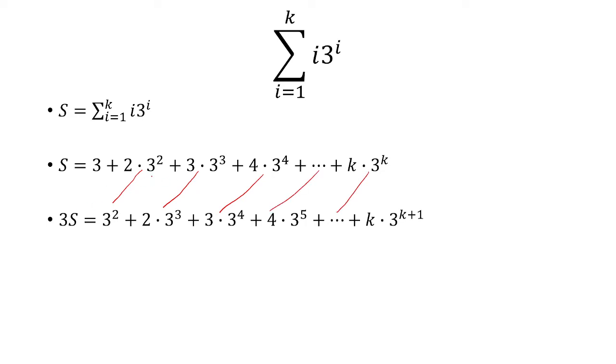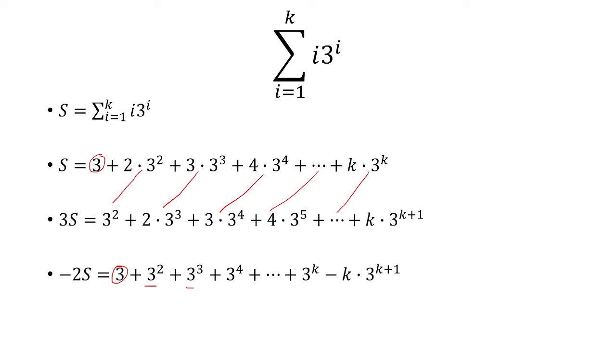Okay, so the only difference here is, this is 2 times 3 squared, this is 1 times 3 squared. This is 3 times 3 cubed, this is 2 times 3 cubed. So the number in front, the coefficient, is 1 more than the bottom one here. So when I subtract these, we have S minus 3S is negative 2S. This one is over here, and so then we focus on the other one. So we have 2 times 3 squared minus 3 squared is just 3 squared. 3 times 3 cubed minus 2 times 3 cubed is 3 cubed, etc. And then when we get to here, this term should have been k minus 1 times 3 to the k.